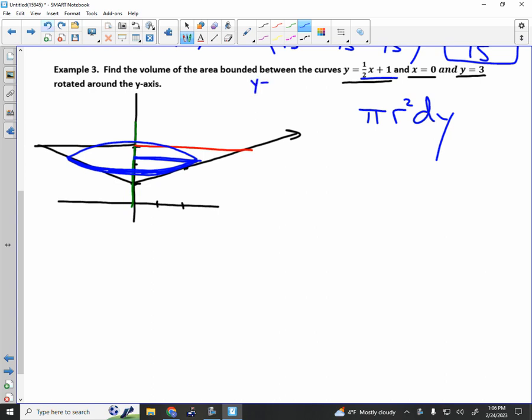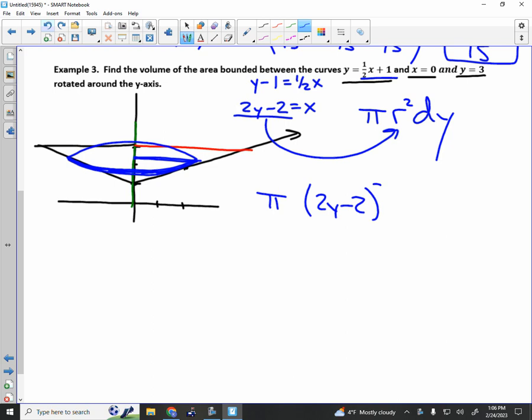I have y minus 1 is equal to 1/2 x times by 2. 2y minus 2 is equal to x. You are 100% correct. This is my radius. I thought you said wait. Hooray! All right. Thank you for the enthusiasm. We're going to drop that right in there. Pi times 2y minus 2 quantity squared dy.